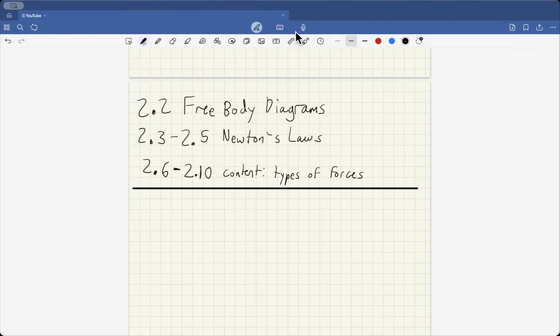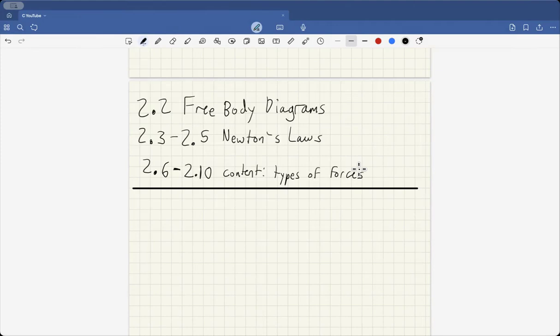Section 2.6, for example, is all about gravitational forces. 2.7 is all about springs, or no, friction. 2.7 is friction. Section 2.8 is about springs. 2.9 is about resistive forces, so things like air resistance. And then 2.10 is about circular motion.